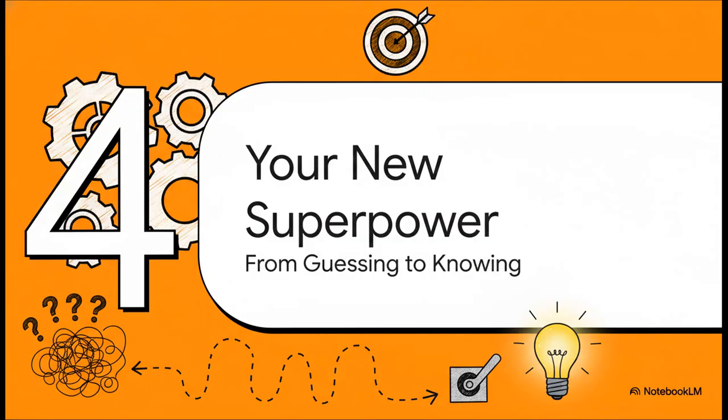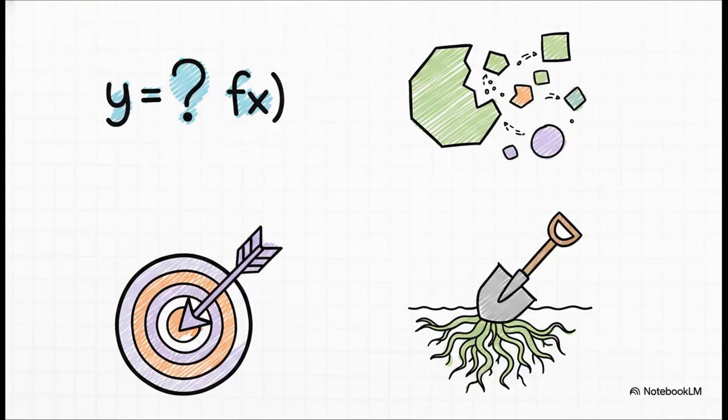Okay, let's bring this all together. Understanding this formula, this whole Y equals f of x thing, it isn't just some academic exercise. It's a mental model that will fundamentally change how you approach challenges. It literally moves you from a world of guessing and just hoping for the best to a world of systematic diagnosis where you know you found the right lever to pull. So here's the cheat sheet, the key takeaways.